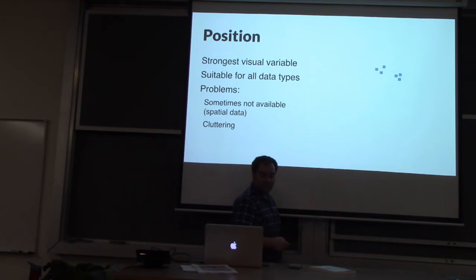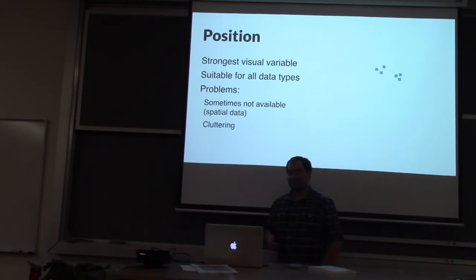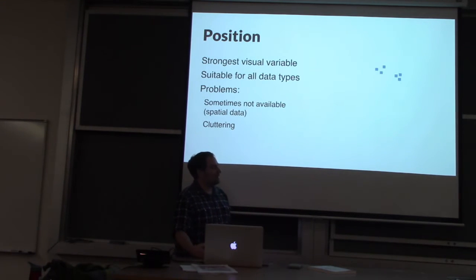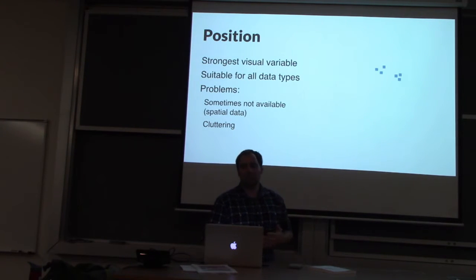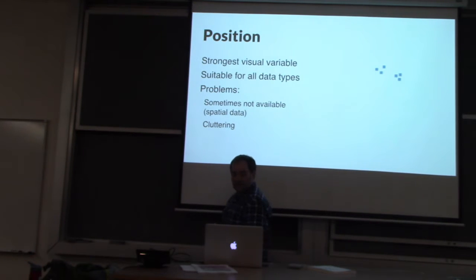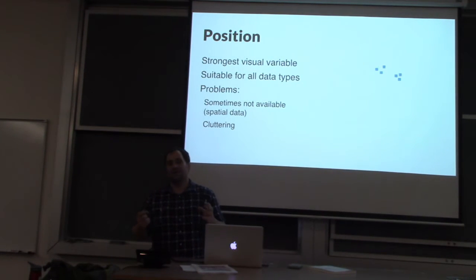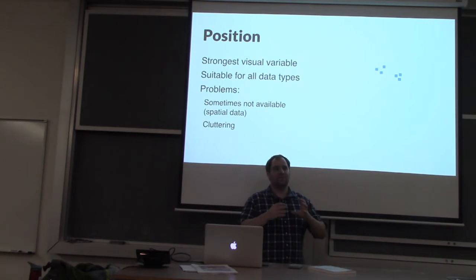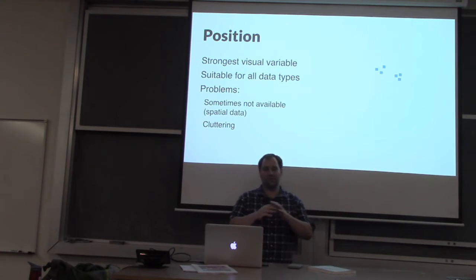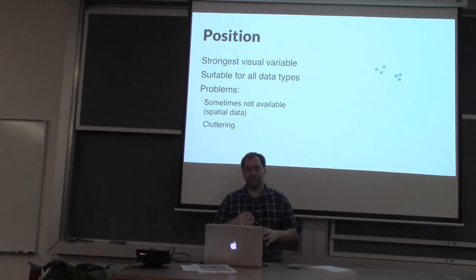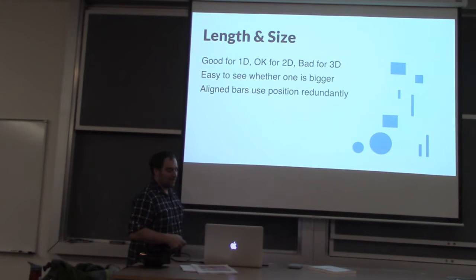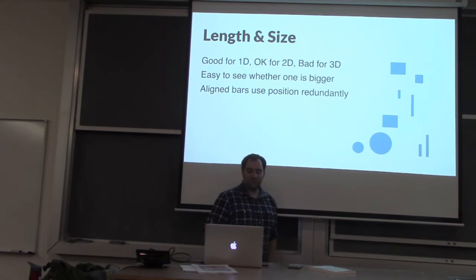And just to review the most important ones, position is the strongest visual variable, and it's basically suitable for all data types. So you should always use it unless it's not available because you have spatial data in the first place, like maps, for example, or volume renderings. And it can also lead to cluttering. So if I had one region where 97% of my data is, then maybe this isn't the best way to encode this as a scatter plot. Length and size are good for 1D, okay for 2D, and bad for 3D.